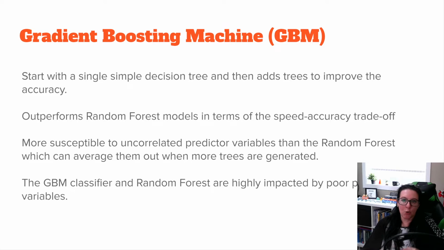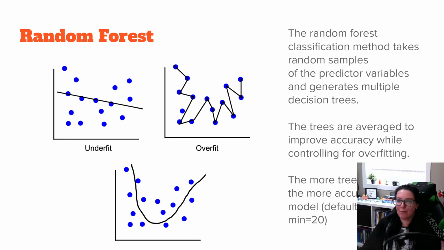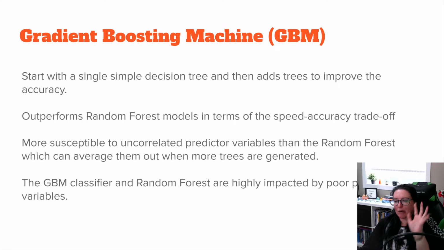Gradient boosting machine, or GBM, tries to improve the accuracy of a single decision tree by starting with the single decision tree and then adding trees. So instead of averaging, this one adds. The random forest averaged the trees, the gradient boosting adds the trees. What we find is that, in terms of gaining accuracy, it outperforms the random forest model in terms of speed versus accuracy.